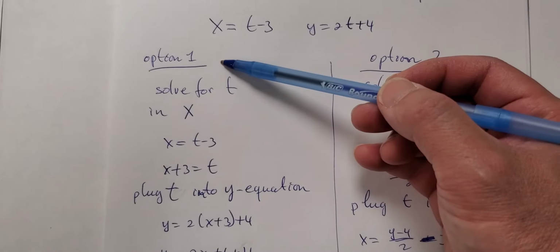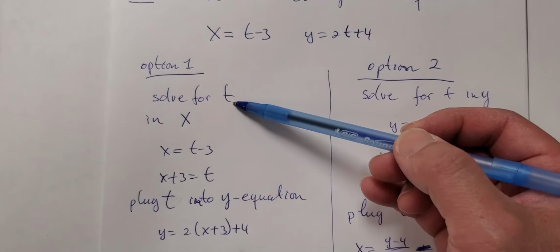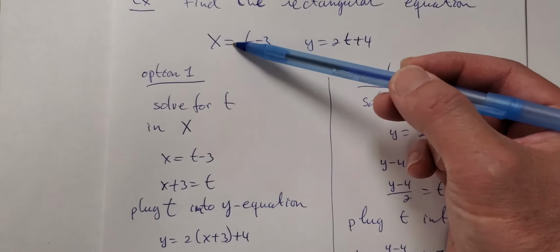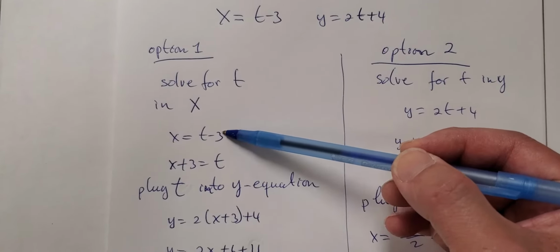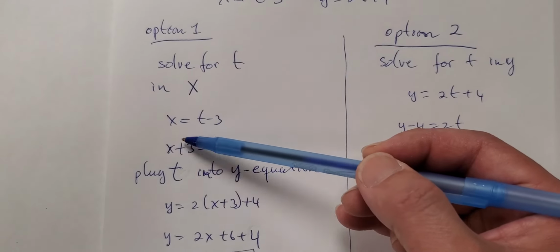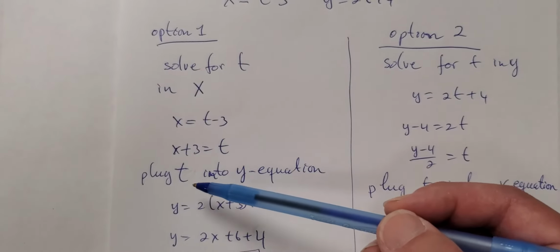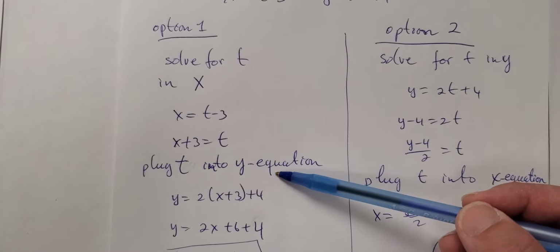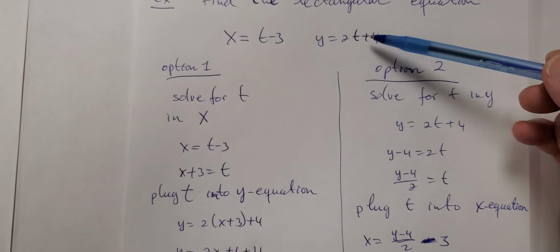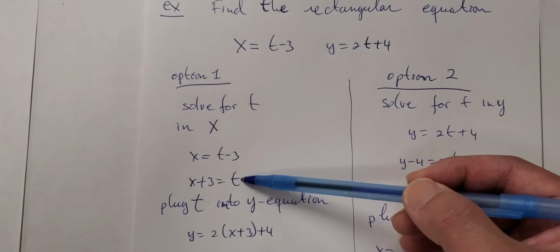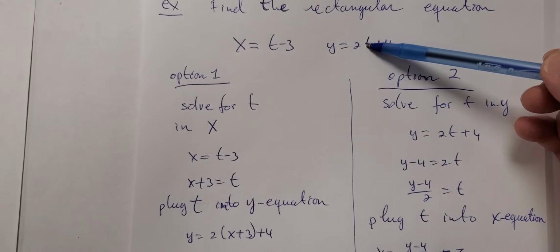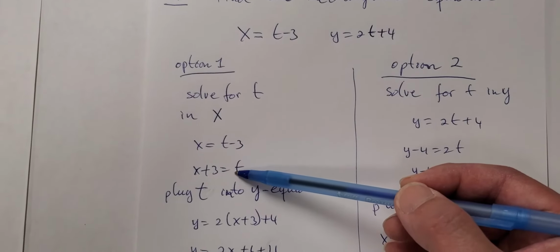So option number one, I'm going to solve for t in x. So here's my x, solve for t. Bring the 3 over, plus 3. Now plug the t into the y equation. Here's my equation for y. Take this equation, plug it into the t. Replace the t by this equation.